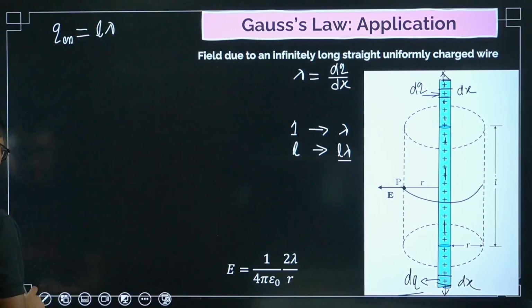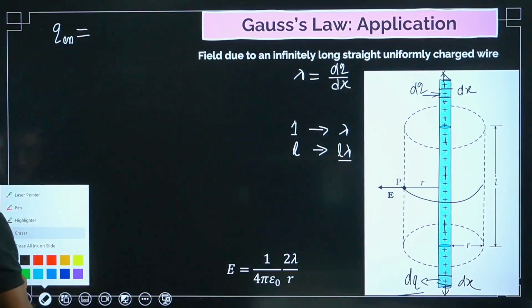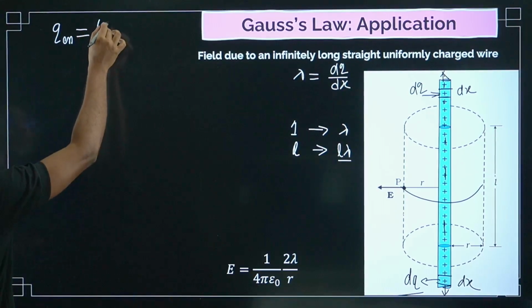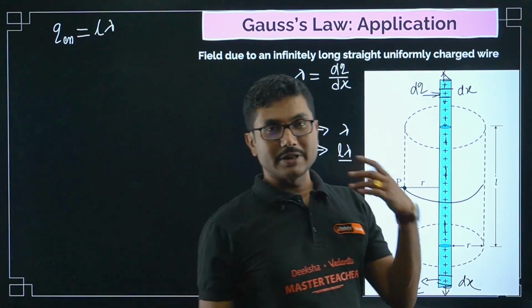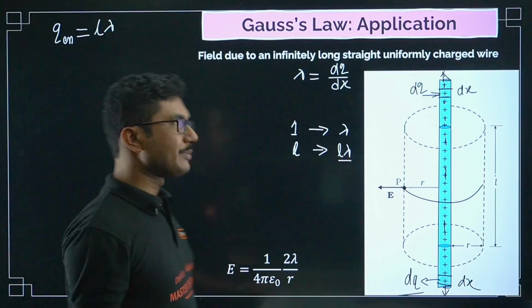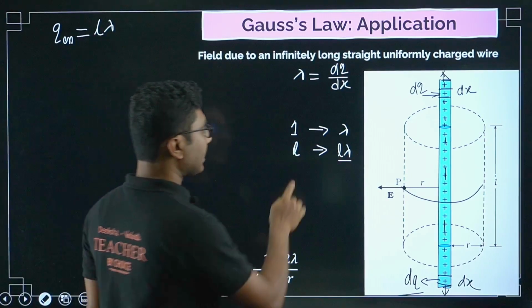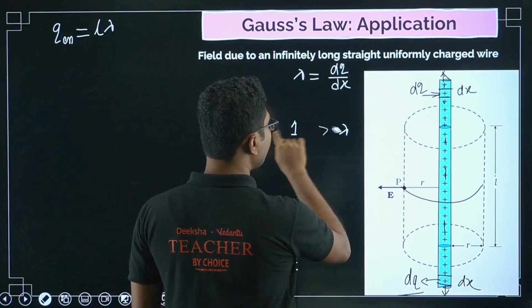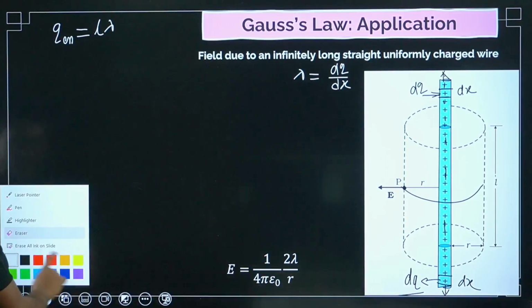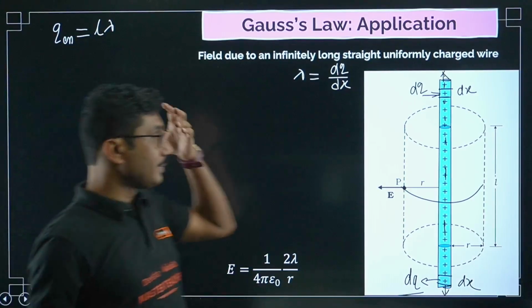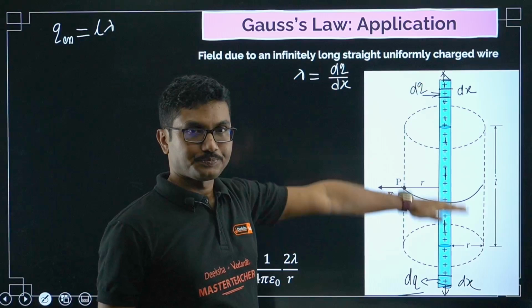I am trying to explain, so those who already understood it can skip this portion. But most students who don't understand in their regular classes, because the teacher thought you are very smart and skipped similar portions, some questions, some answers, I have seen them struggle because they don't understand how Q enclosed equals L lambda is arrived at, right? So Q enclosed is basically the total charge inside this cylinder.